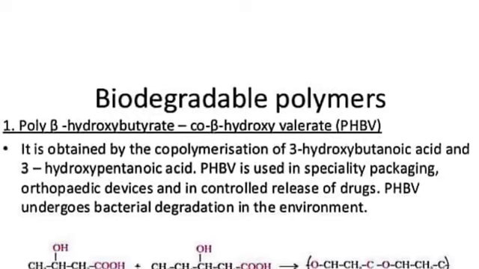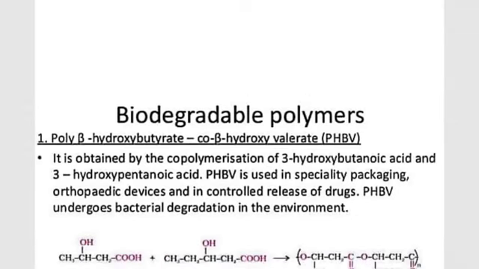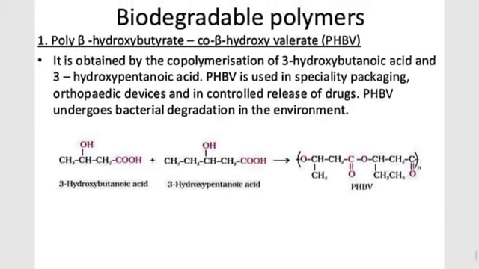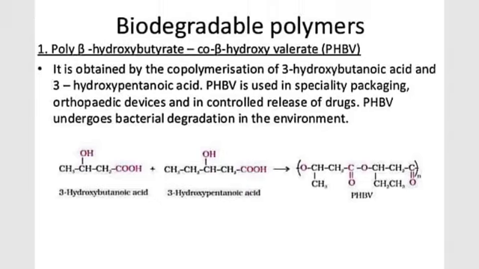Now the last topic that we shall discuss is biodegradable polymers. All the polymers we have discussed so far are non-biodegradable, but we also have a few biodegradable polymers. Biodegradable means which can be degraded by microorganisms. An important example is poly-beta-hydroxybutyrate-co-beta-hydroxyvalerate, PHBV. It's very, very important. The full form, the monomers, and the reaction are often asked. It's a biodegradable polymer, the polymer which can be degraded by microorganisms.